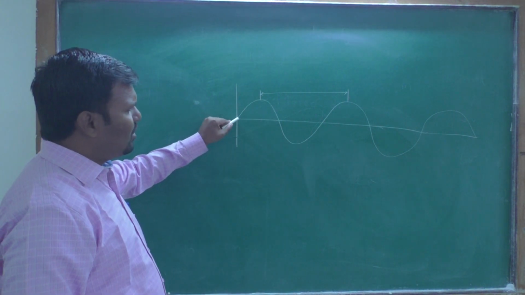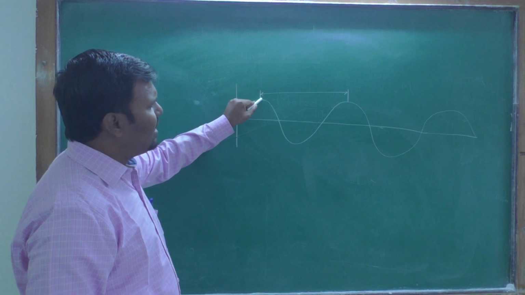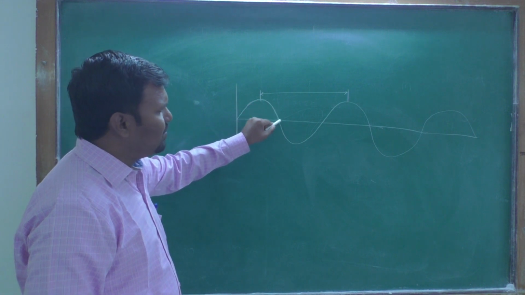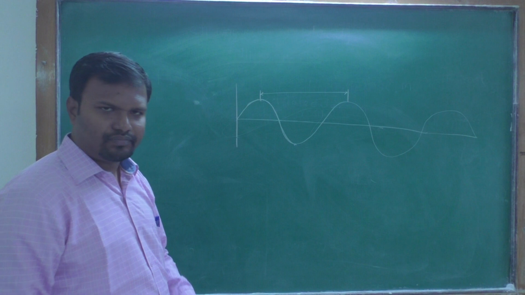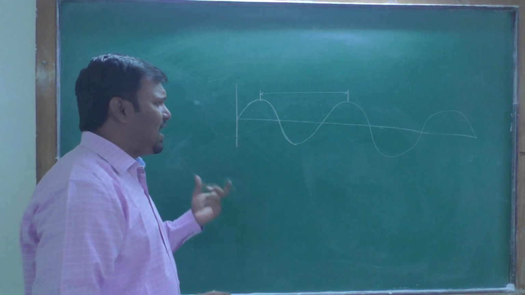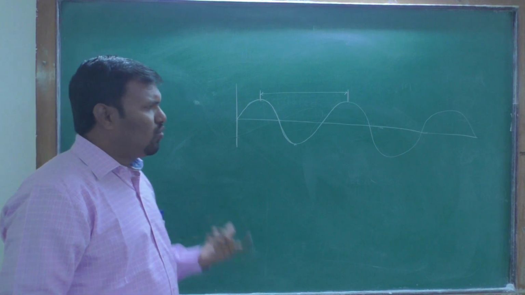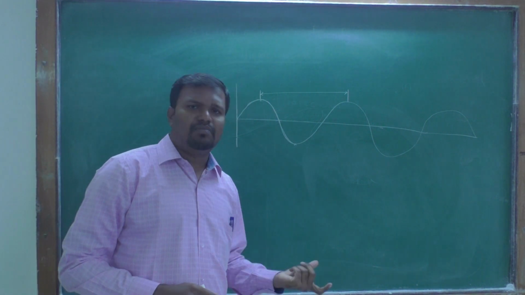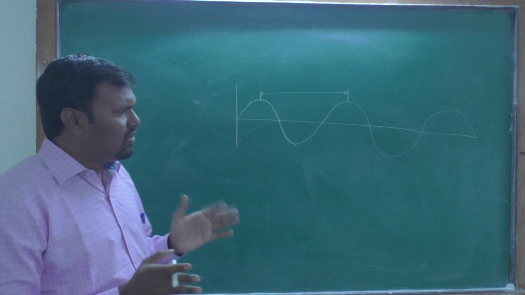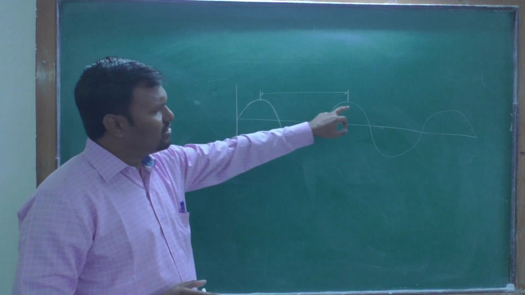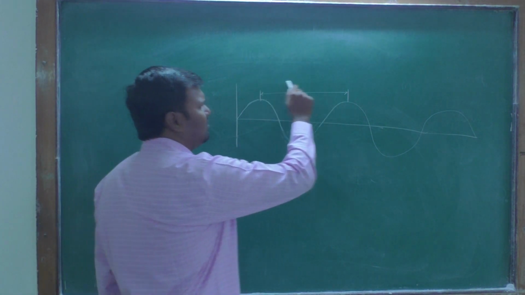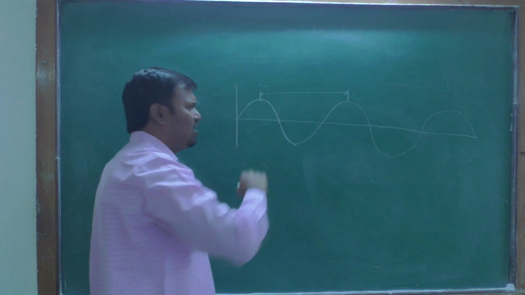The wave starts at a point and moves, and at a particular point it is a maximum, and at a particular point it is a minimum. Therefore the wavelength is the distance between two consecutive maxima. Consecutive means near, very near. Not this far; that distance is not considered the wavelength.